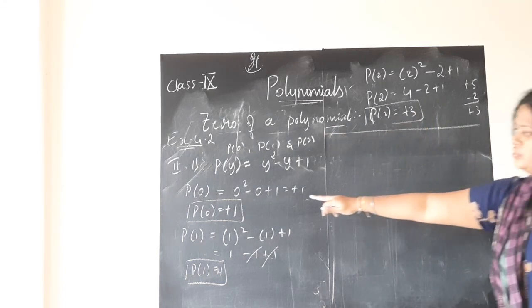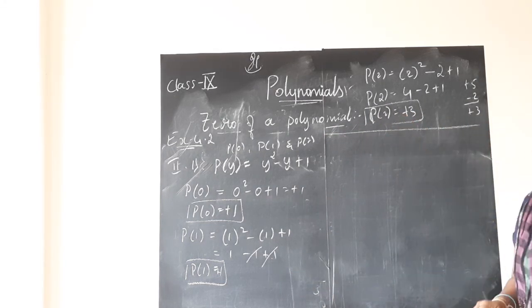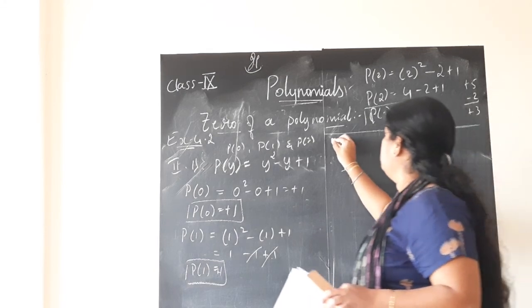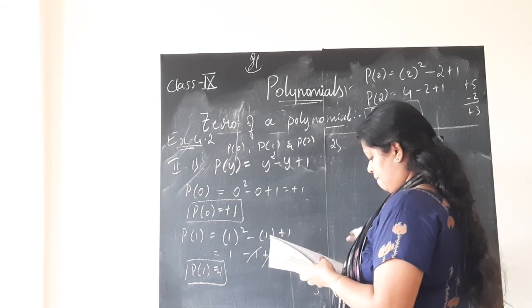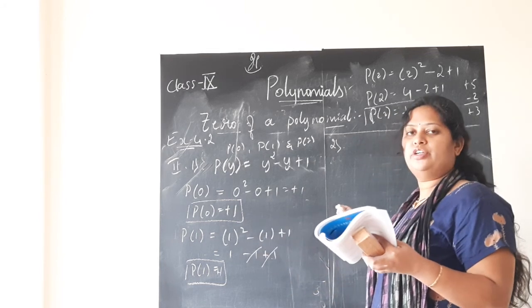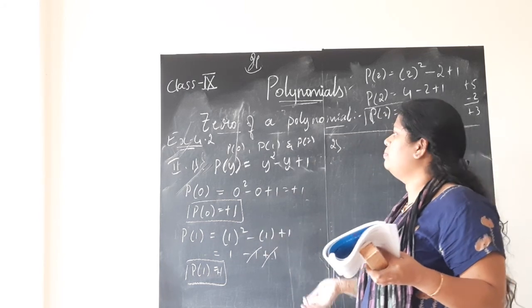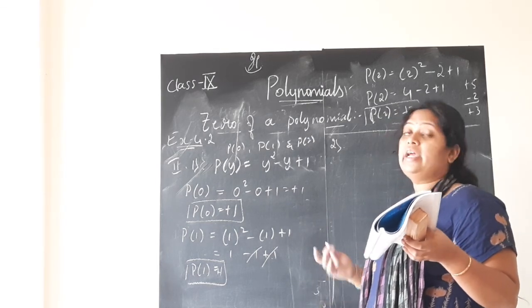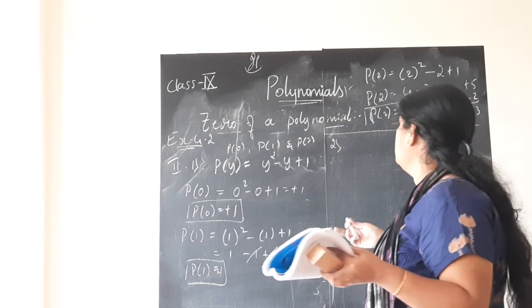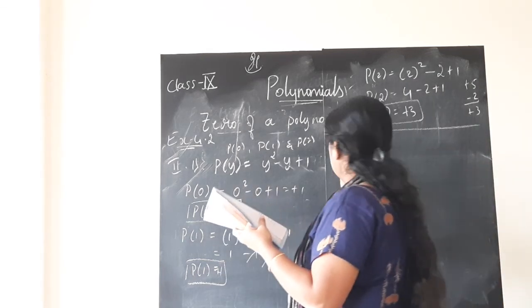Like this, P of 0, P of 1 and P of 2 you will find out for all the problems. Second one, let me do. Third one, homework children, you do it. It is only x cube, very simple. 0 cube, 0. 1 cube, 1. 2 cube, 8. That you will do. Second one I am doing.